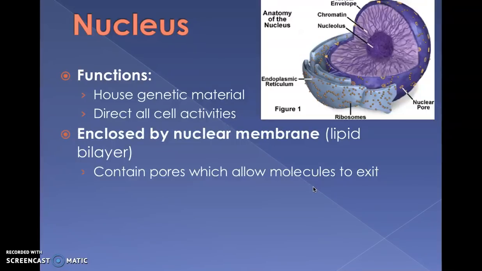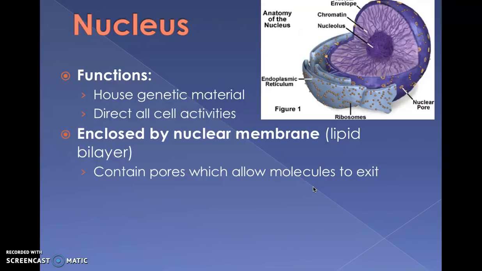So our nucleus, oh my gosh, so much. It houses all of the genetic material for us. All of our DNA is found within there. It directs all cells' activities. It is the main hub. It controls everything. It is enclosed by its own phospholipid bilayer.